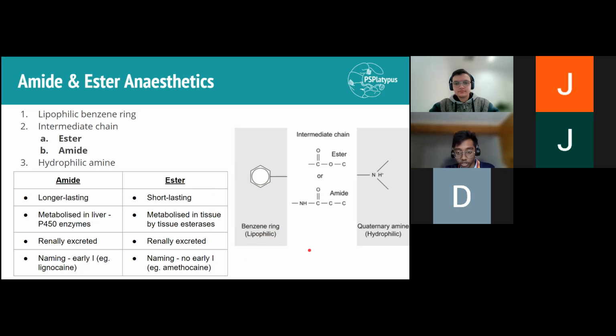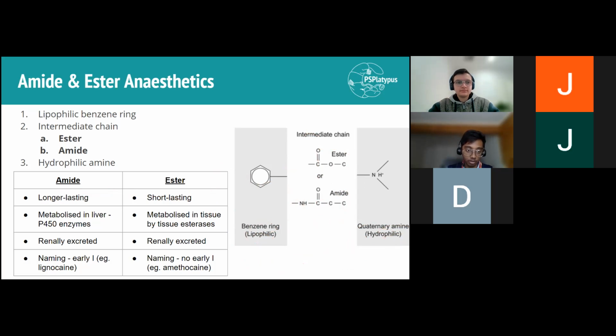We have an intermediate chain. Here's where we get the option of ester or amide, and then we have an amine at the end, which is hydrophilic. So we have a lipophilic end and a hydrophilic end. In the middle, we get to choose between amides and esters, and they cause a bunch of different characteristics to differ when it comes to the anesthetic itself.